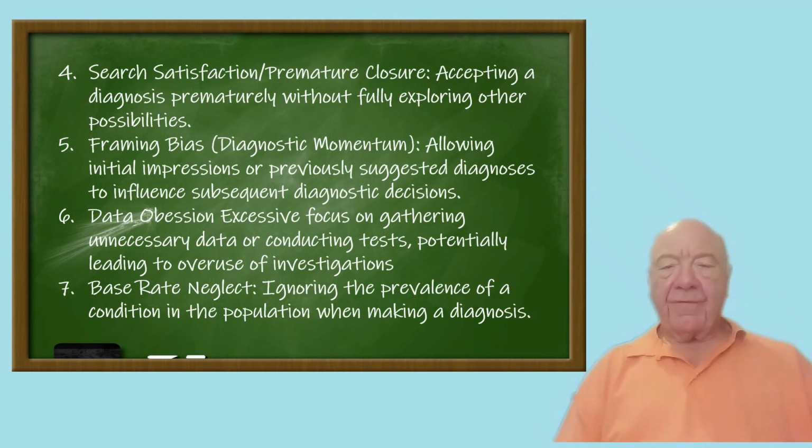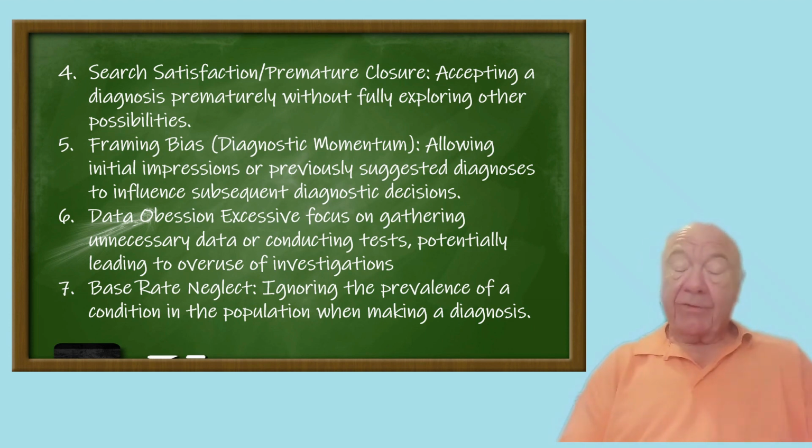Okay, search satisfaction or premature closure, or premature satisfaction is where you accept the diagnosis without fully exploring other possibilities. This is very common. Let's look at the case of the tennis elbow again. Lateral elbow pain, you've made the hypothesis of it being a common extensor tendinopathy. This is your availability bias, which can work well, but in this case, it doesn't.